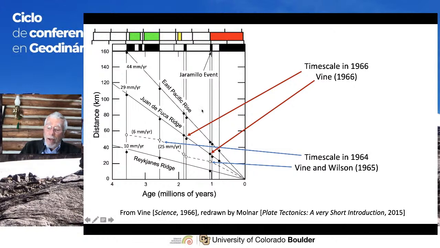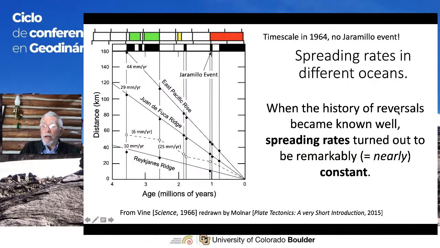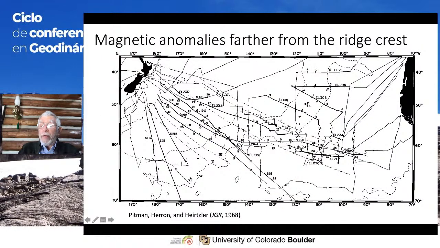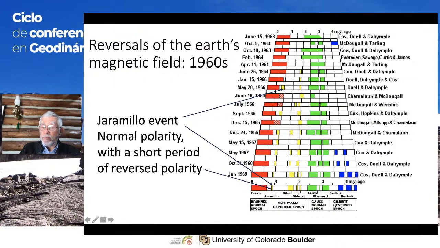This is what's wonderful about this: when the history of the reversals became known well, between 1964 and 1966, the spreading rates turned out to be remarkably, but nearly, constant, not exactly constant, of course. This was a big event that really made everything simple. So the Jaramillo event, which was present in March 66, but not in 64, and Vine and Wilson did their work in 1965, they couldn't have seen that. Well, this covers just the last 4 million years.